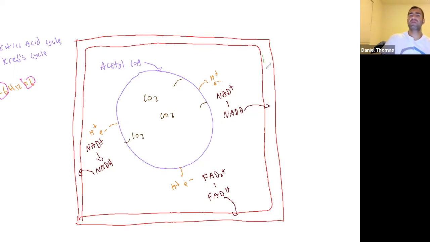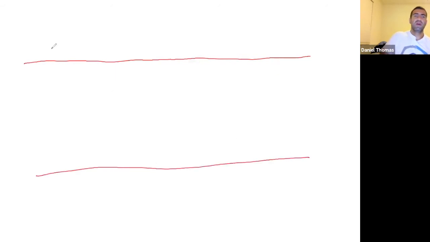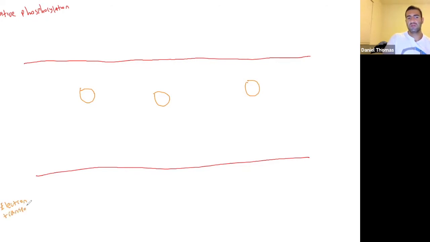Now we're going to focus on this space here, the intermembrane space of the mitochondria. This process is called oxidative phosphorylation. It has another term too, the electron transport chain. I'm not a huge fan of that term. Anyways, we're going to see here that there are these things called electron transport proteins. I'm just going to write this on the bottom: electron transport proteins.